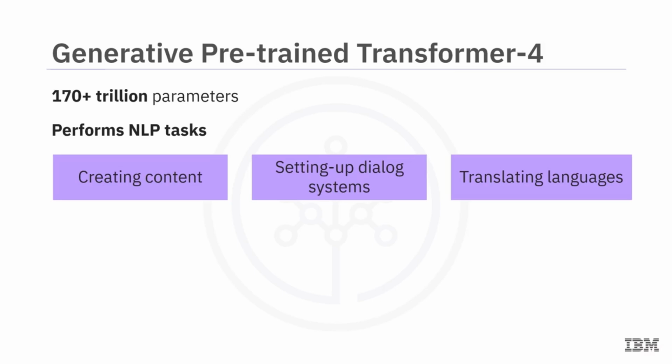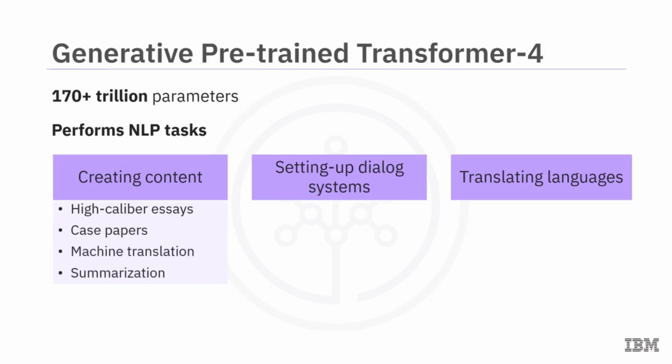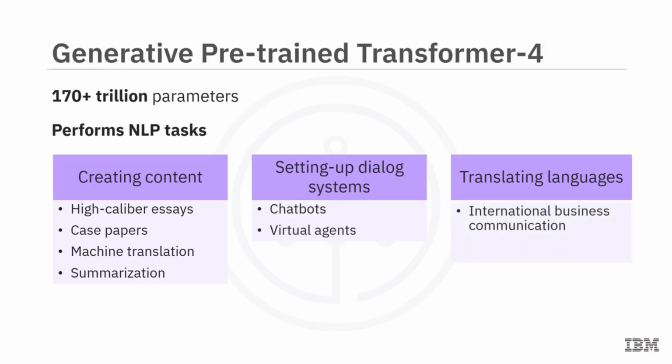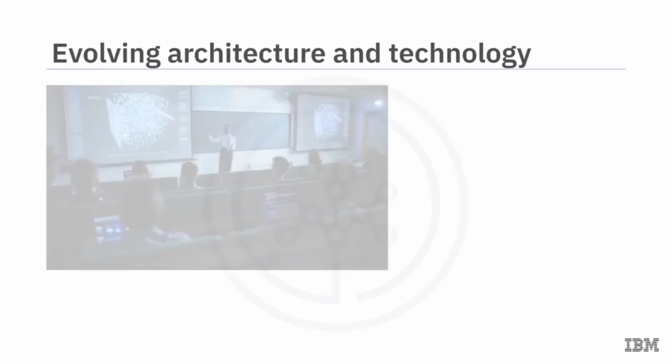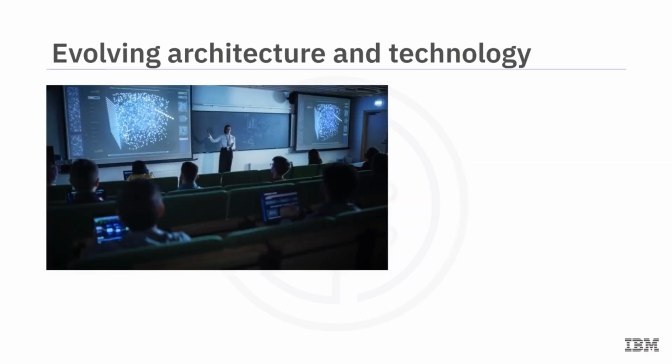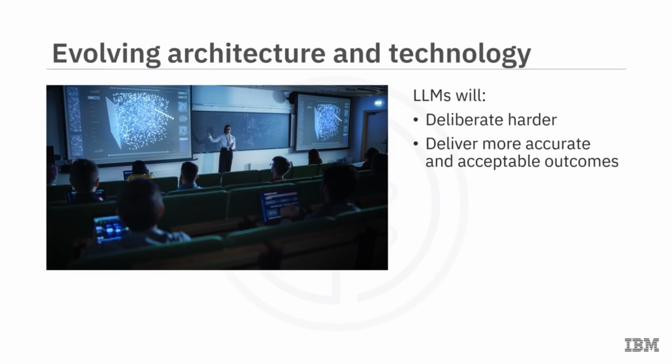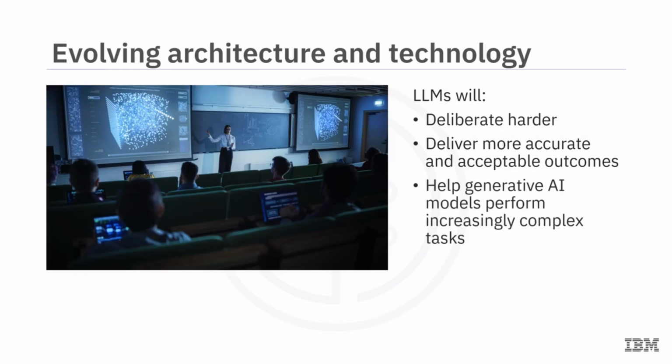People leverage these capabilities to write high-caliber essays and case papers, or perform machine translation and summarization. Organizations use these capabilities to power chatbots and virtual agents, and even translate international business communication or their web content into local languages. As deep learning architecture and technology evolves, LLMs will also deliberate harder to deliver more accurate and acceptable outcomes, helping generative AI models perform increasingly complex tasks.